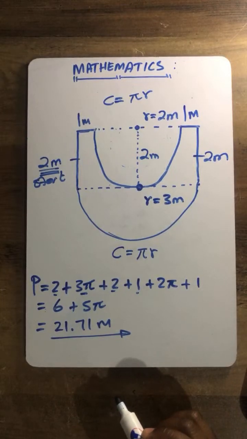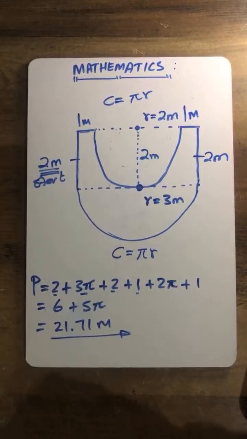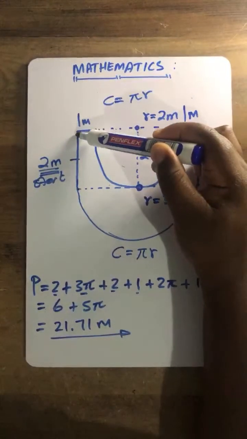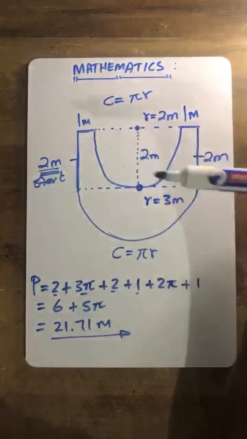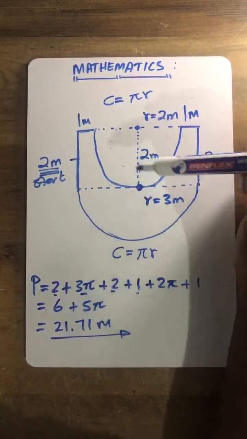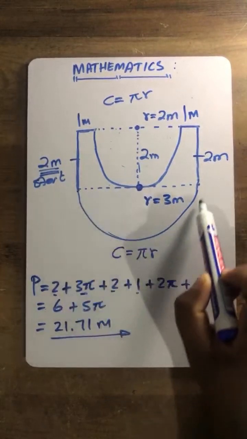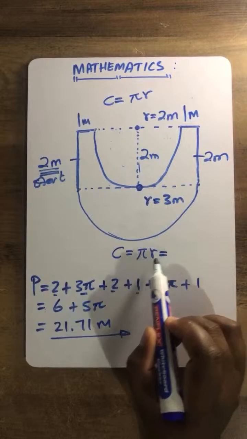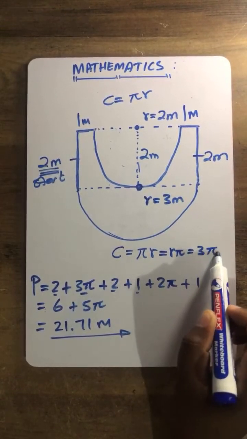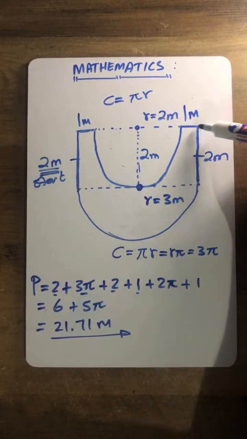Did you understand, honorable member? I hope you did. So I started with that length there and said that length is equal to 2. Why? Because we know the radius is 2. And then this one is actually r pi, which is equal to 3 pi. And then you plus it with that one.